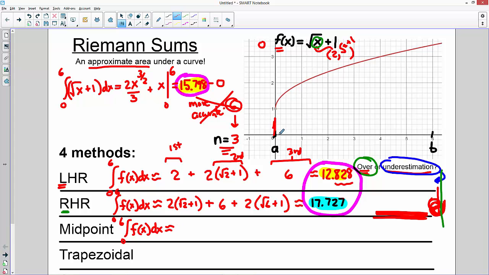Okay, and for the midpoint, again, the bottom of my rectangle is going to be exactly the same. That's the bottom of my rectangle. But rather than going up the right side or the left side, I'm going to go up the middle. Okay, and I'm going to find a point right here. And from the midpoint, I'm going to go left and right.